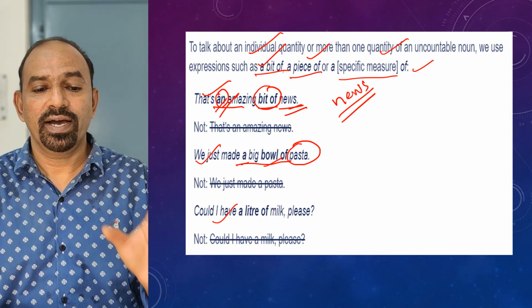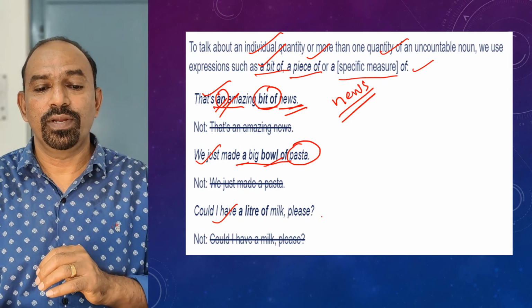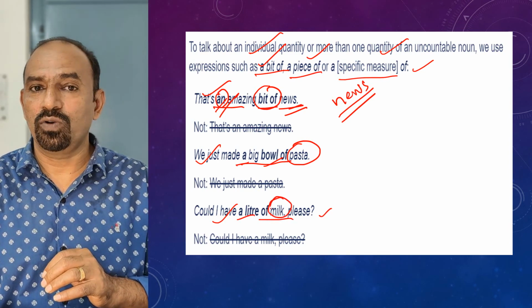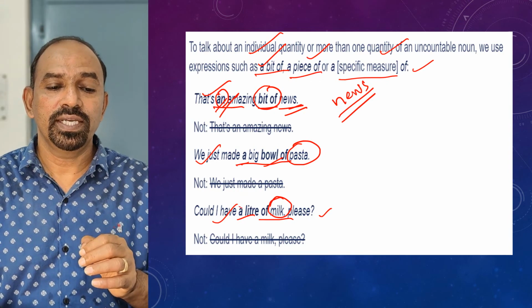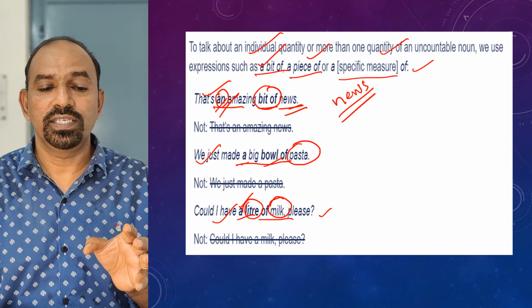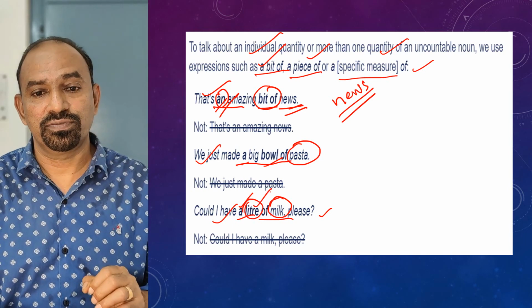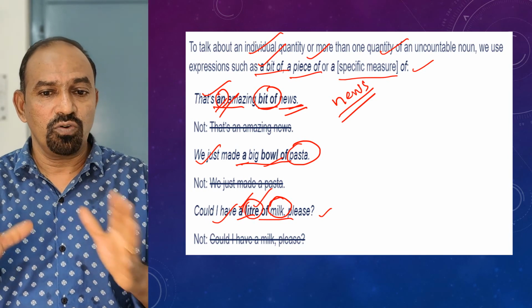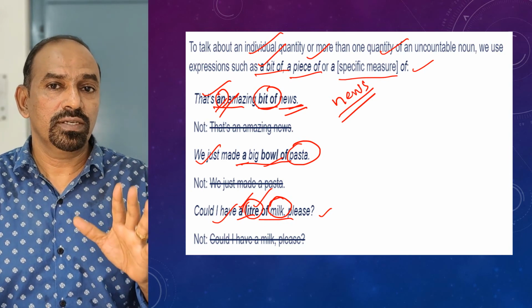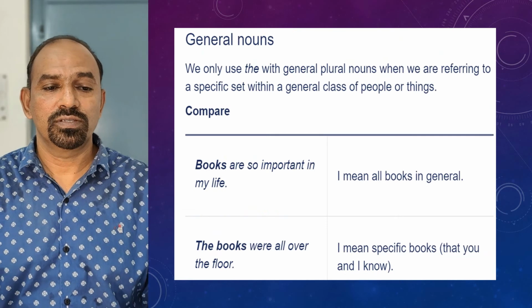Could I have a liter of milk, please? A liter of milk. Milk is also uncountable, but we can use the indefinite article if we measure the quantity here. A liter of. So on such occasions, we can use the indefinite article with uncountable nouns.